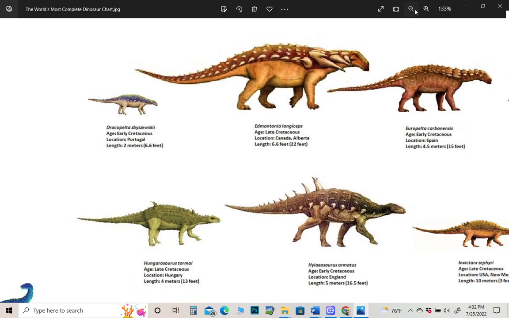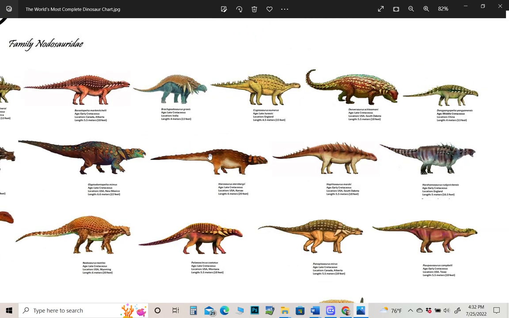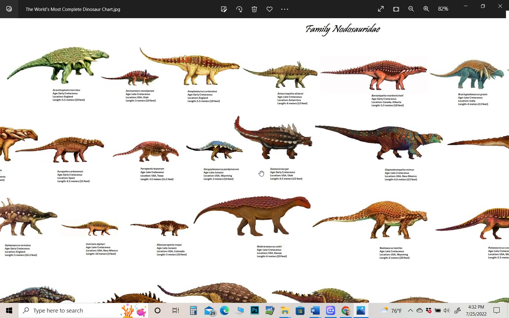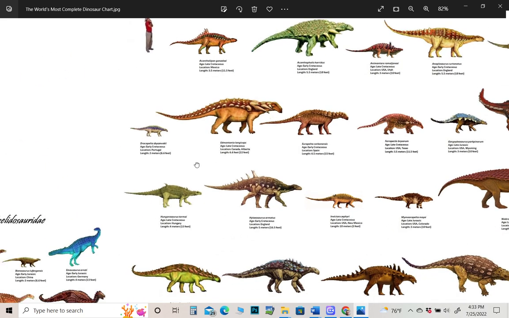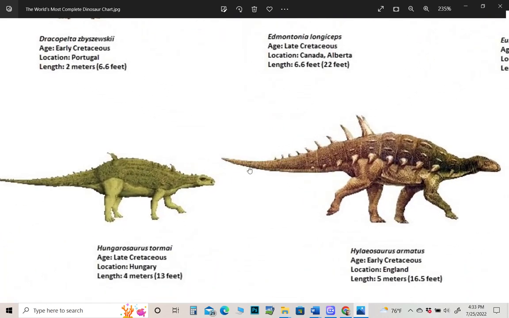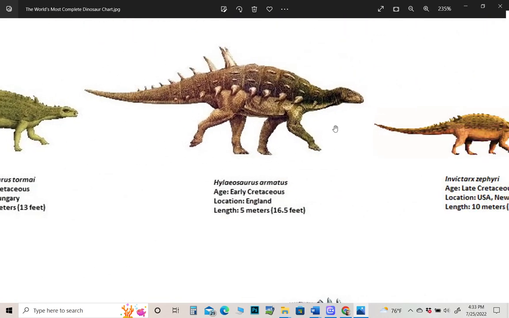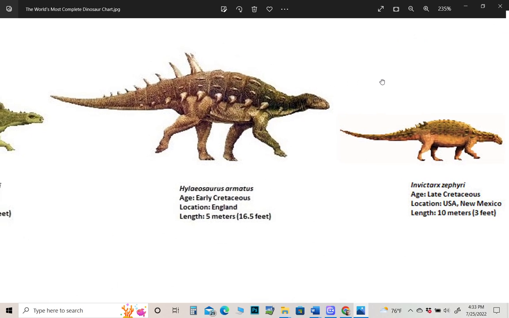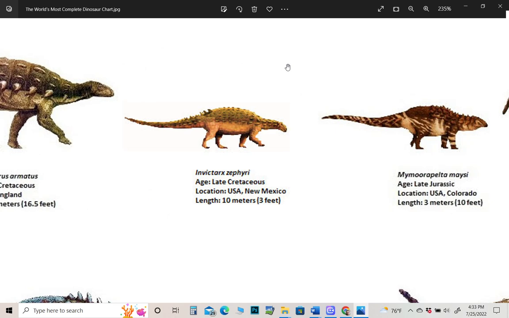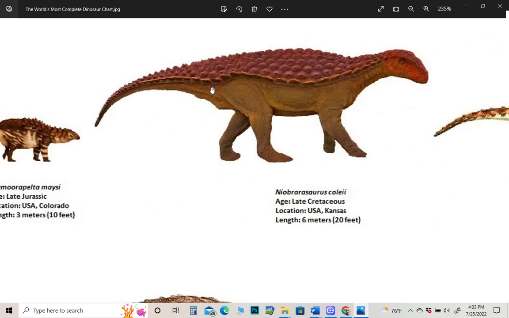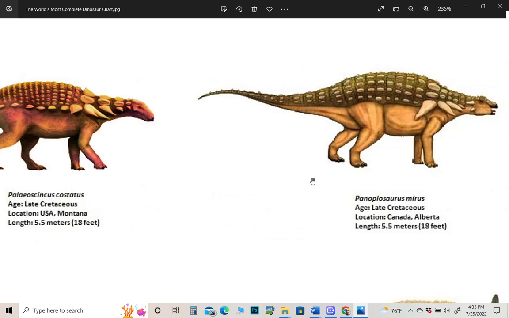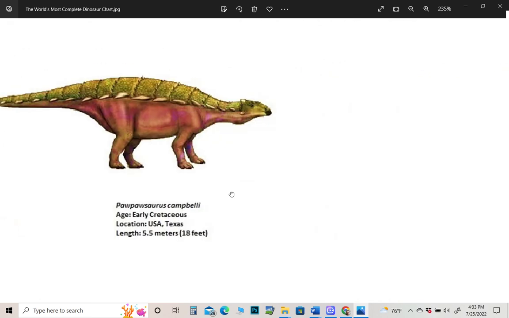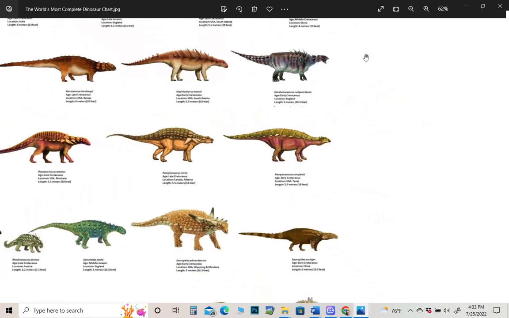Wait. Did I skip lines? I think I got this line. I'm reading them kind of autonomously. So actually, I did. Sorry, not thinking. Hylaeosaurus. Hylaeosaurus was the third dinosaur discovered. It was also in that paper that described dinosaurs for the first time. Invictarx, Mymoorapelta, Niobrarasaurus, Nodosaurus, Palaeoscincus, Panoplosaurus, Peloroplites. We're going to zoom out again.